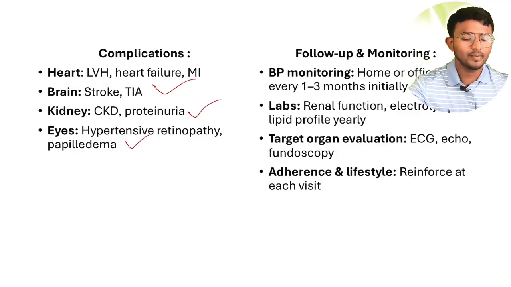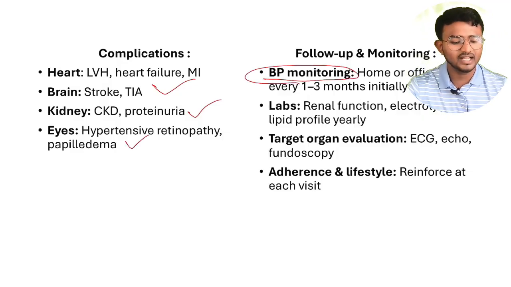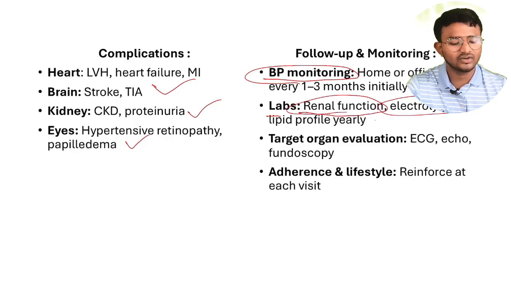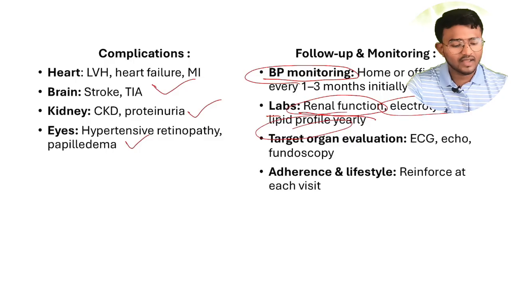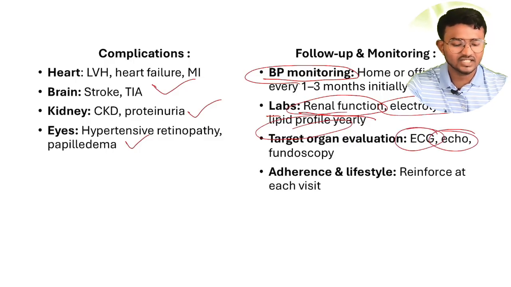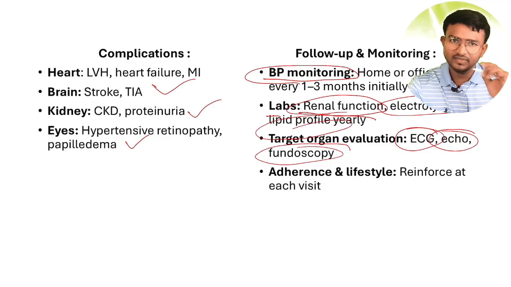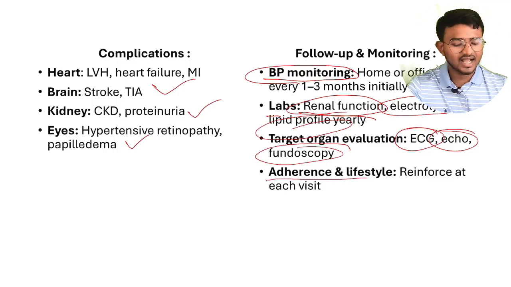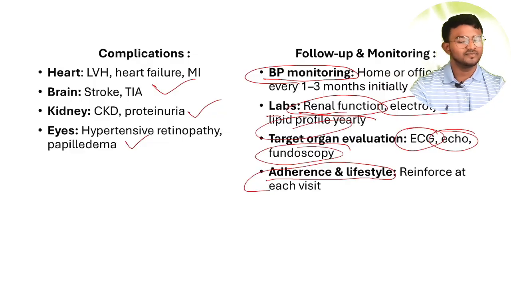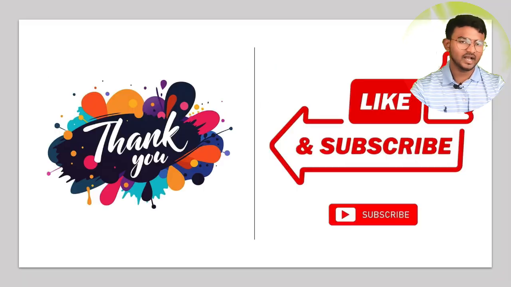How to do follow-up: blood pressure monitoring at home or in the office every 1 to 3 months initially. And we have to check labs routinely, like renal function test, electrolytes and lipid profile. And target organ evaluations we have to do, like ECG for checking the heart, echo for checking ejection fraction, and fundoscopy for checking eye related things. Next one, adherence and lifestyle should be reinforced at each visit. Okay, so these are the follow-up and monitoring.